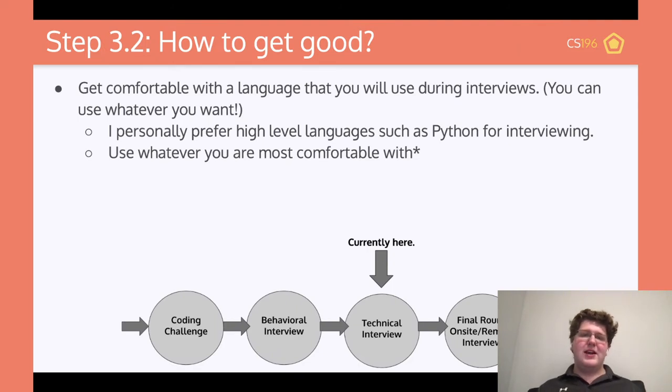So, how do you get good at technical interviews? Get comfortable with the language that you want to use during the interviews, right? You can use whatever you want.